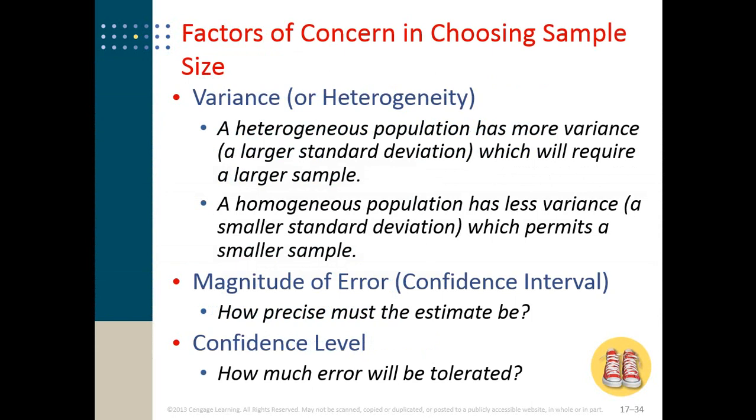Learning objective 6, some major issues in specifying sample size. We need to consider these 3 factors: variance, magnitude of error, and confidence level in determining our sample size. First of all is variance, or you can say heterogeneity or homogeneity of population. If your population is heterogeneous, then your sample size has to be larger. And if your population is homogeneous, then your sample size has to be smaller.